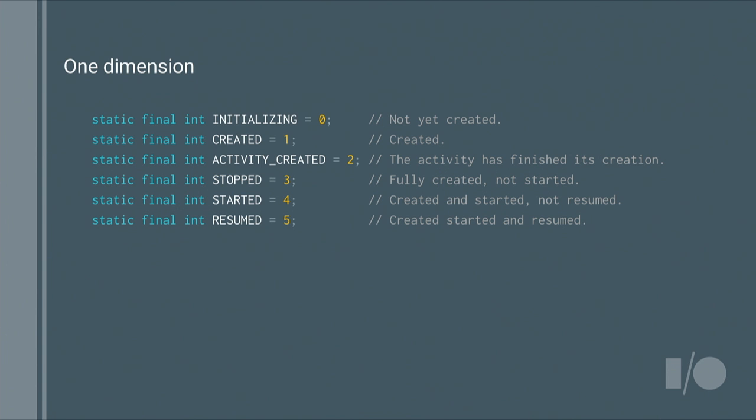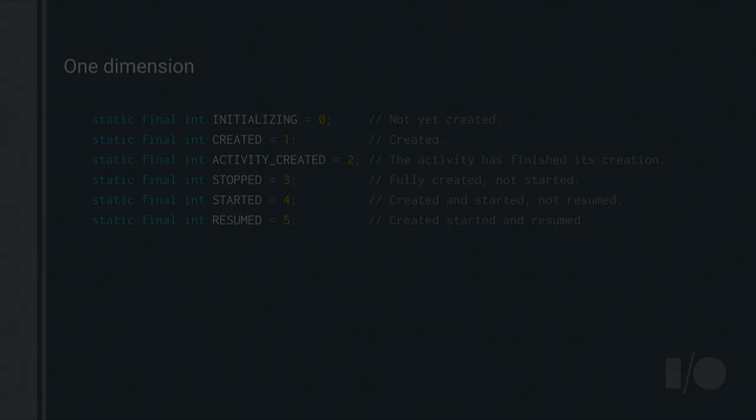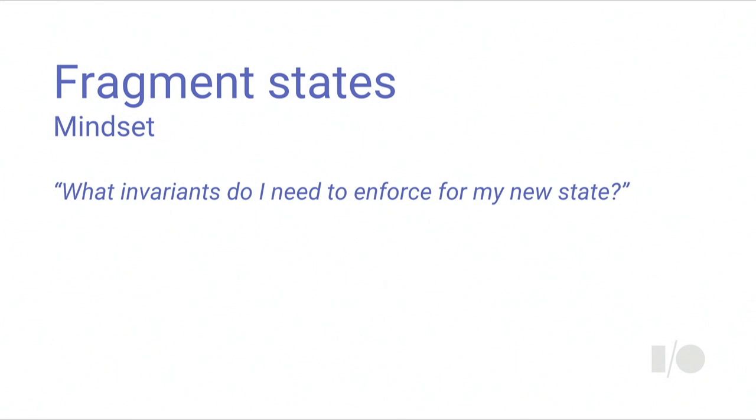So this leads to something really convenient, which is that all you need to think about is: what invariants do I need to enforce for my new state? You can keep your thinking very much constrained to each one of these individual lifecycle methods so that you don't have to worry about the state of the entire application in aggregate when you're dealing with this.